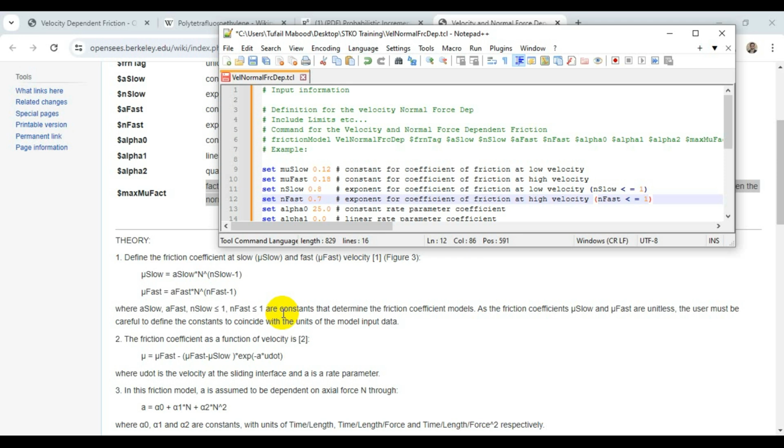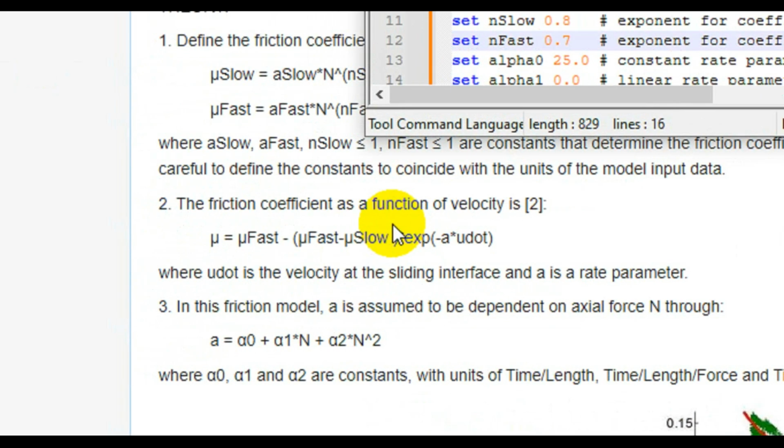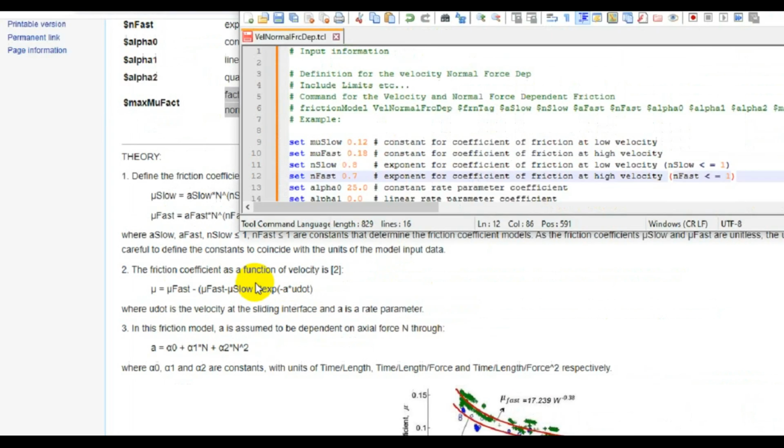So it's important. And the second point that they are trying to mention here is the friction coefficient as a function of velocity. So they also have included this. You view that is the velocity of the sliding interface and the rate parameter. Rest everything I define.